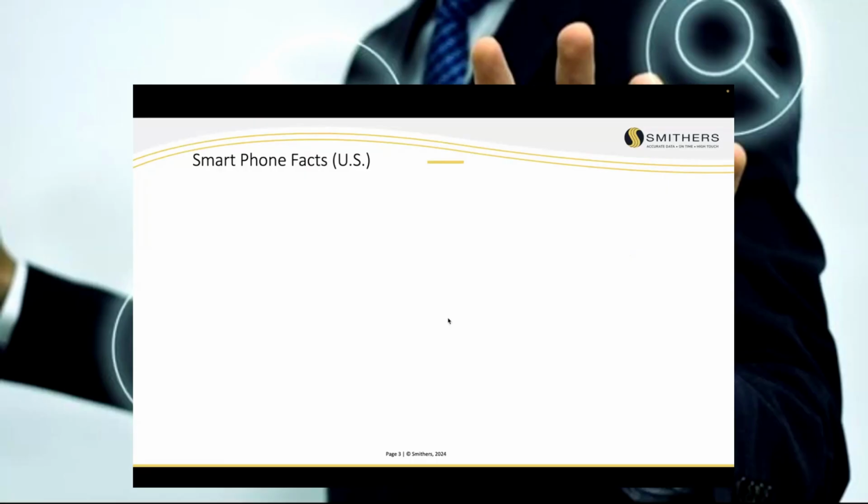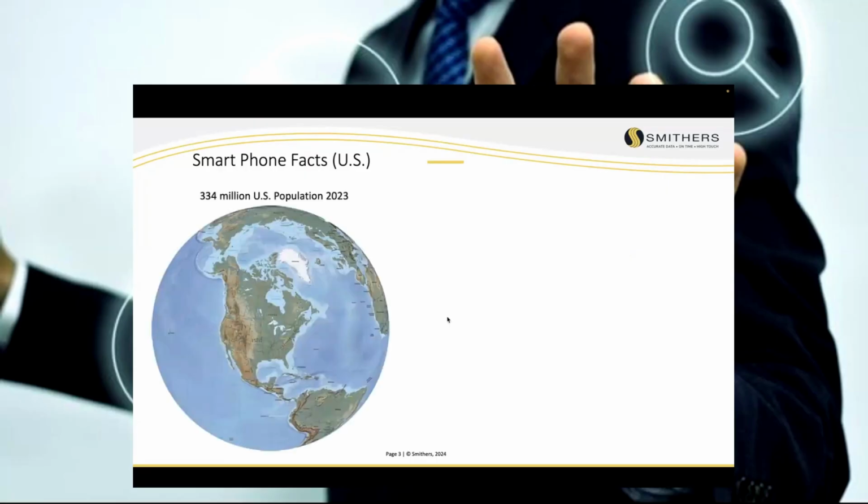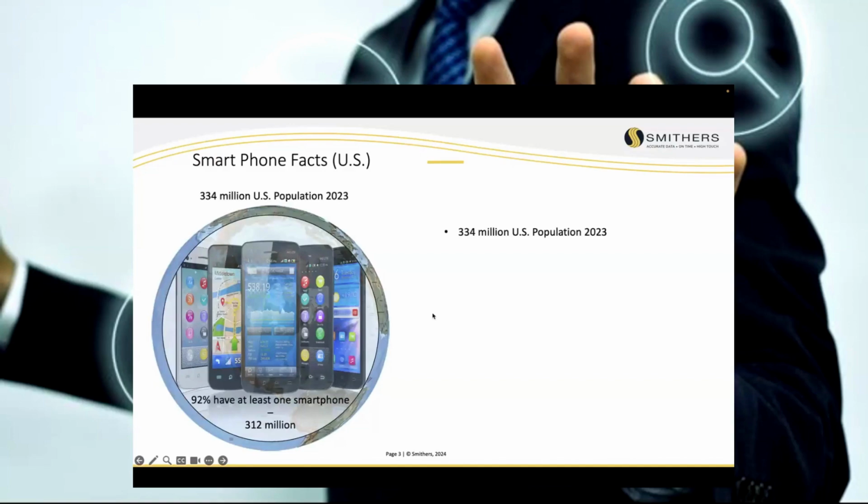All right. So let's take a look at smartphones. This is only U.S. data. First and foremost, the United States has a population from 2023 of about 334 million people. Interestingly, 92% of the population, or about 312 million of us, have at least one cell phone. If you're like me, I have 3 of them because every one of my contracts wants me to have a different cell phone.